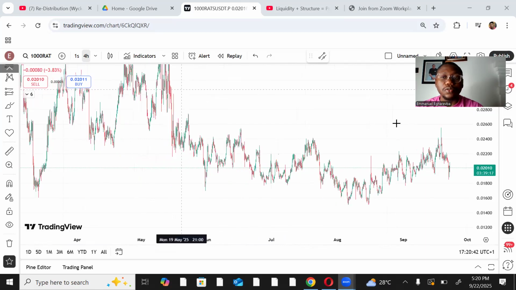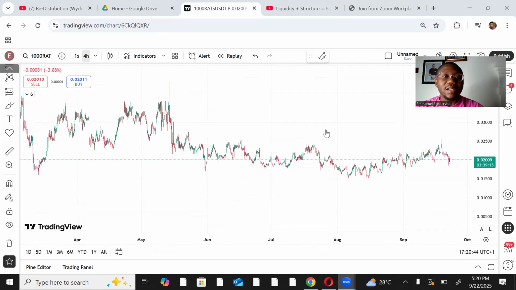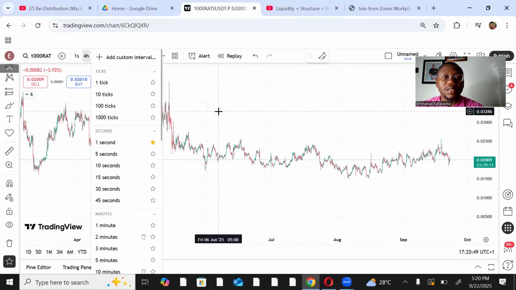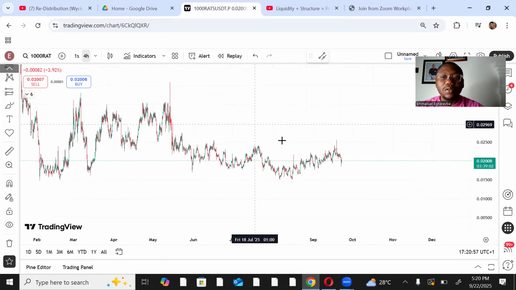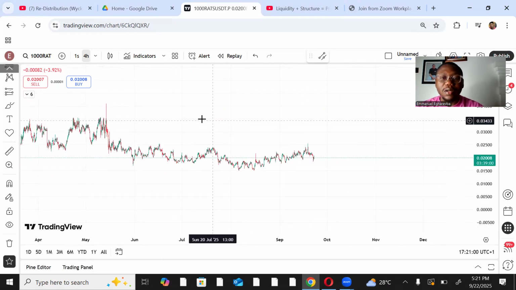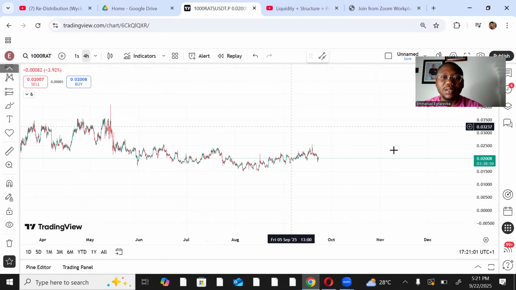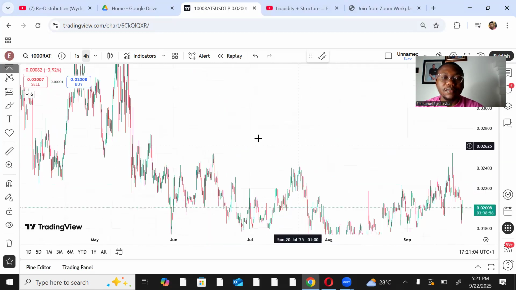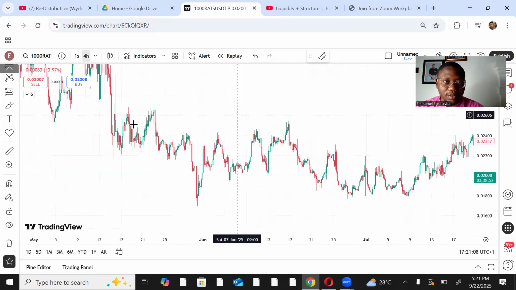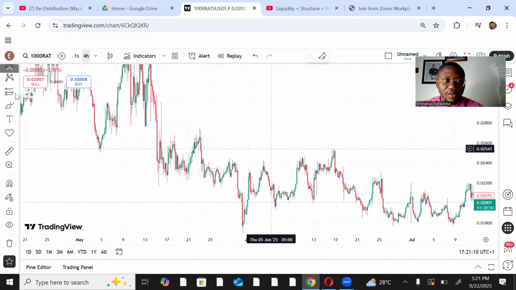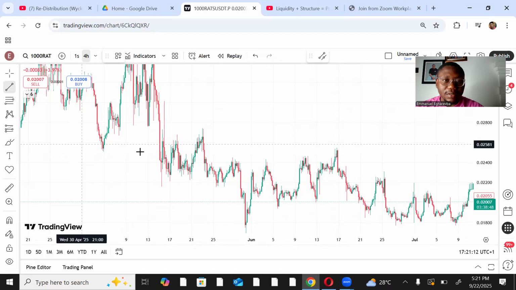So the first thing we need to do is come over to the daily time frame or the 4 hours time frame. Now, in this scenario, I'm making use of the 4 hour time frame. Now, look at this picture. Are we in an uptrend or a downtrend? Just look at this very clearly. What are we doing? What is price doing? Price is currently in a downtrend.